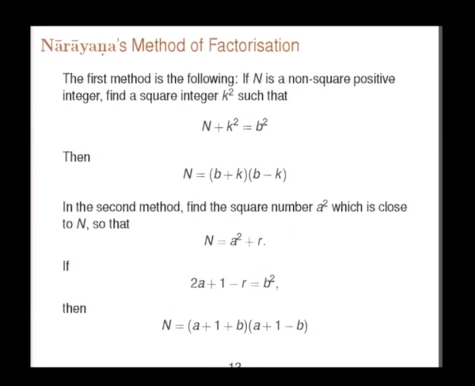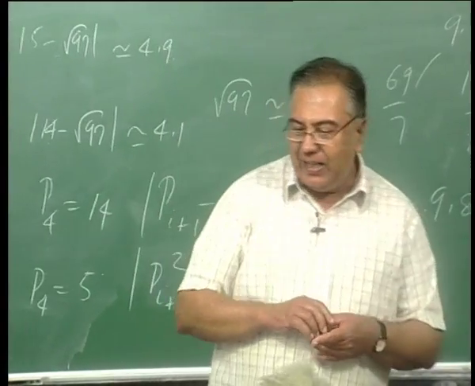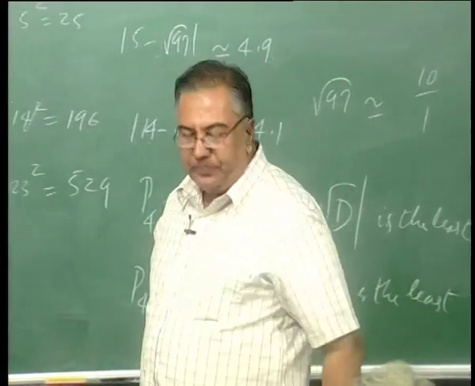First method he is saying is, if n is a non-square positive integer, find a square integer k squared such that n plus k squared is also square. Then n is equal to b plus k into b minus k. Of course, if you succeed then it is well and good. If you do not succeed, this is somewhat simplistic.